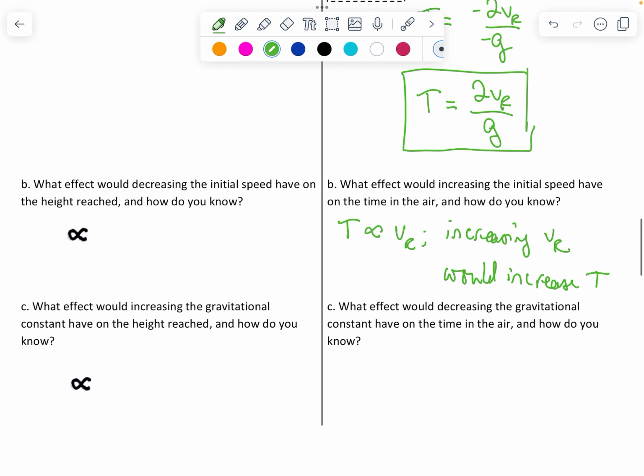What effect would decreasing the gravitational constant have on the time in the air? Okay, well, t is, not equal to, t is proportional to 1 over g. Decreasing g would increase t. So if I went to the moon, which has this weaker gravitational field, and threw a ball upward with the same speed, it would spend more time in the air because of the weaker gravitational field.